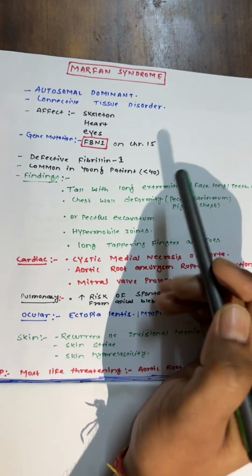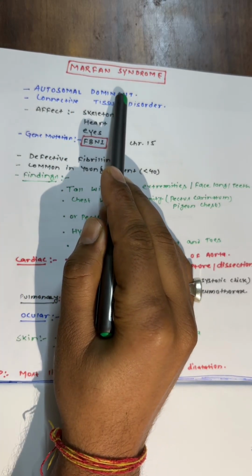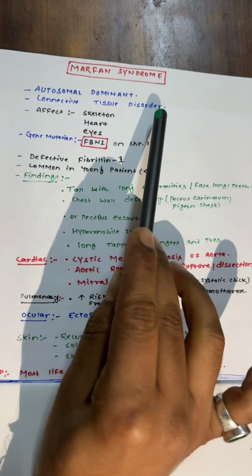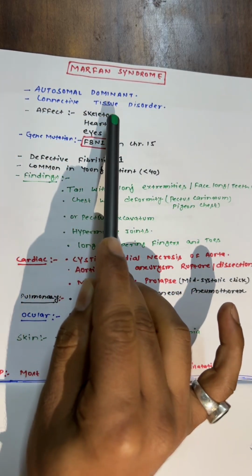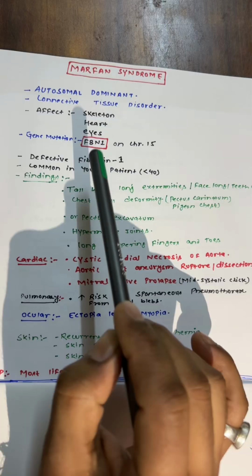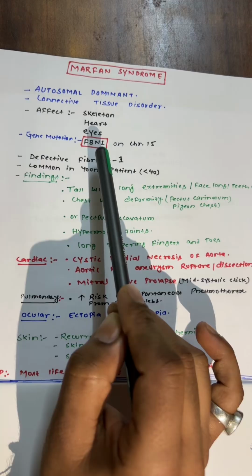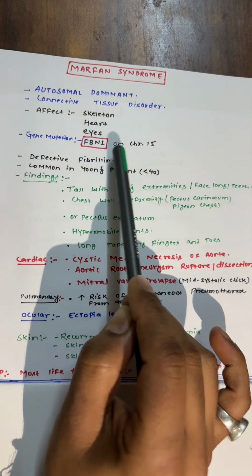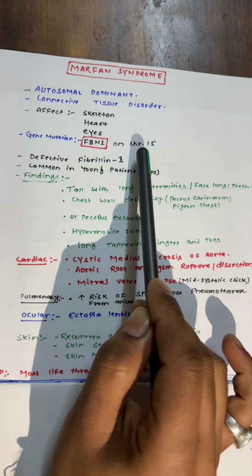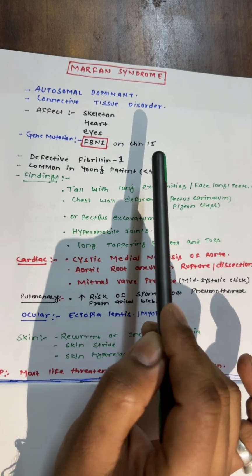Marfan syndrome is an autosomal dominant disorder of connective tissue. It mainly affects the skeleton, bones, heart, and eyes. The main defect is a mutation in the FBN1 gene on chromosome 15. Sometimes they ask in MCQs which chromosome is affected: chromosome 15 and gene FBN1.